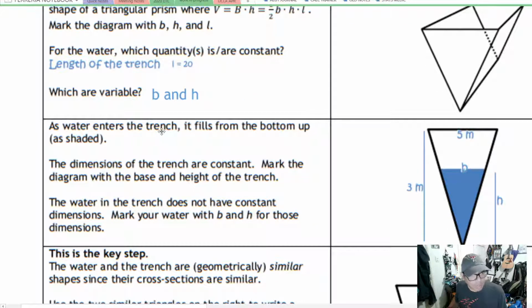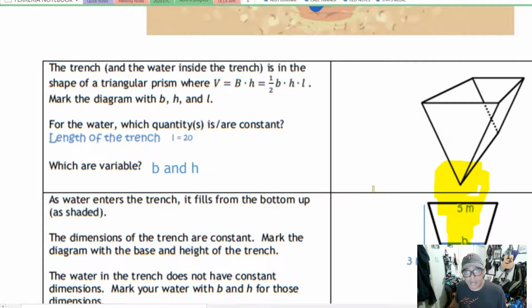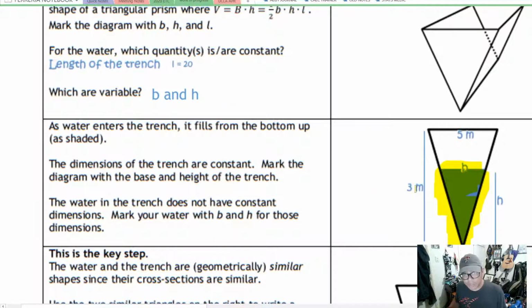Okay, so as water enters the trench, it fills from the bottom up as shaded. Taking a look at this diagram over here, this is the water in blue, and obviously it's blue because it's water. As this fills up, hopefully you see that there are two triangles here. We've got one triangle, the smaller one, and then the other triangle is this one in green, the entire shape.